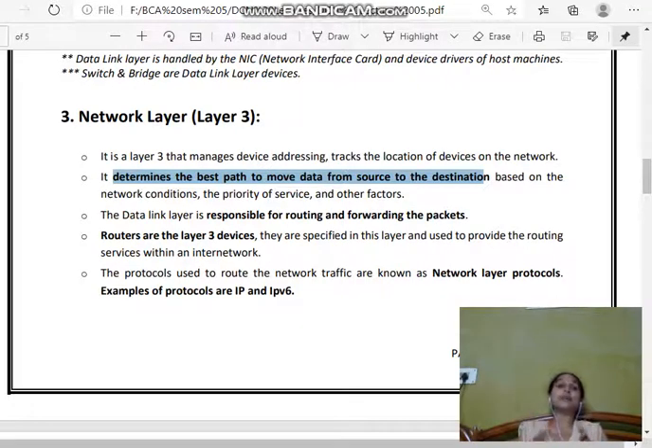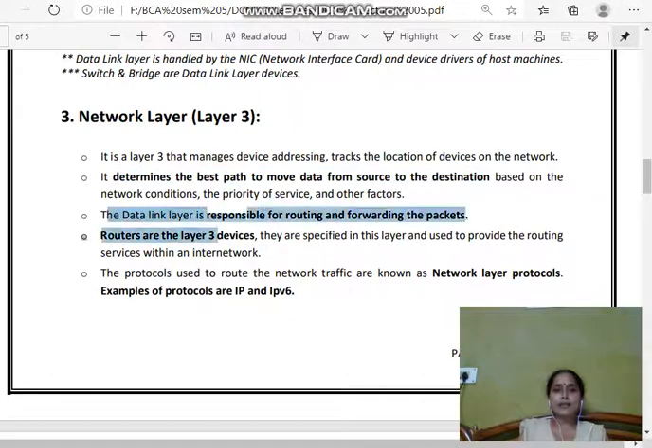When we talk about the shortest path, we studied algorithms for this in data structures. If you remember, Prim's algorithm, Dijkstra's algorithm, Kruskal's algorithm, they were all the types of algorithms which help us to determine which is the shortest path in a given network of nodes from source A to destination B. Based on network conditions, the priority of services and other factors, the network layer is responsible for routing and forwarding of the packets.